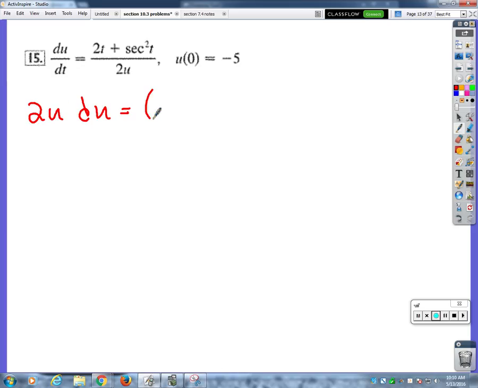Yeah, this one looks like the variables are nicely separated for us already.